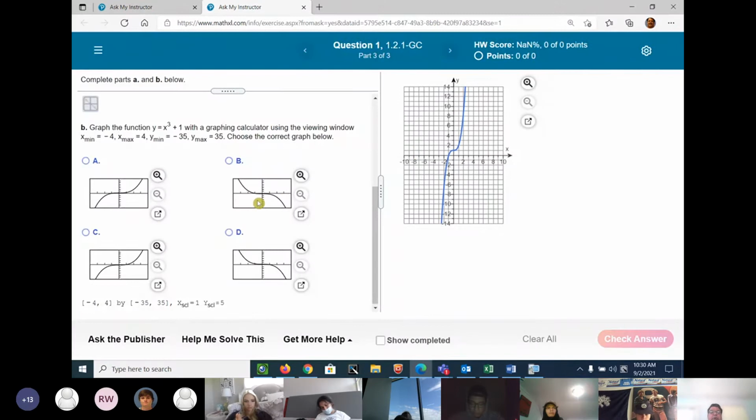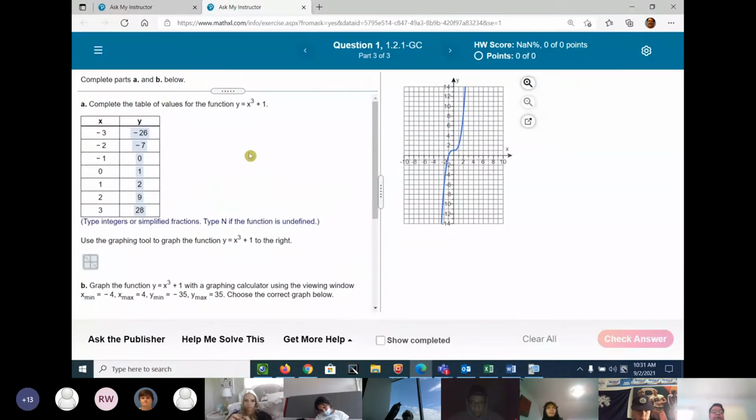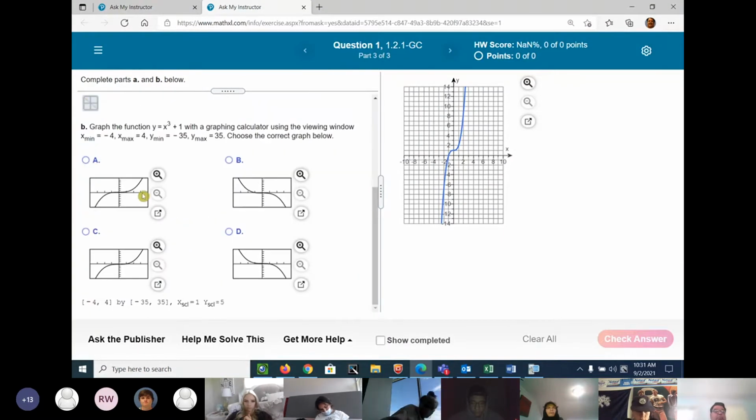And it's not this one because that's backwards. It's not that one because that's backwards. And we know we got a vertical shift of 1. So it's got to be probably A, because this one looks like it's below the x-axis. So I would say A, or I got to blow it up to check them.